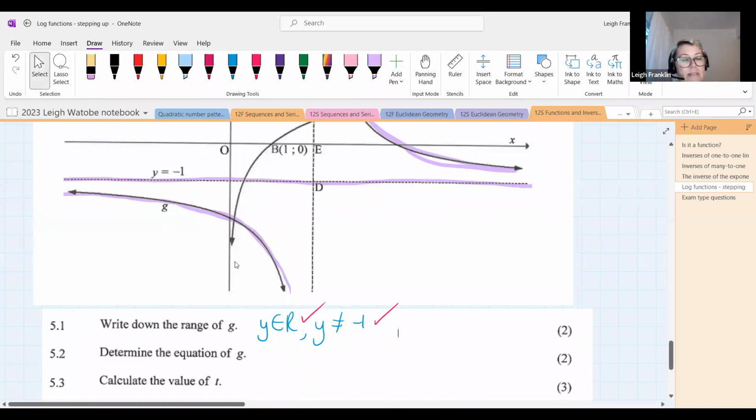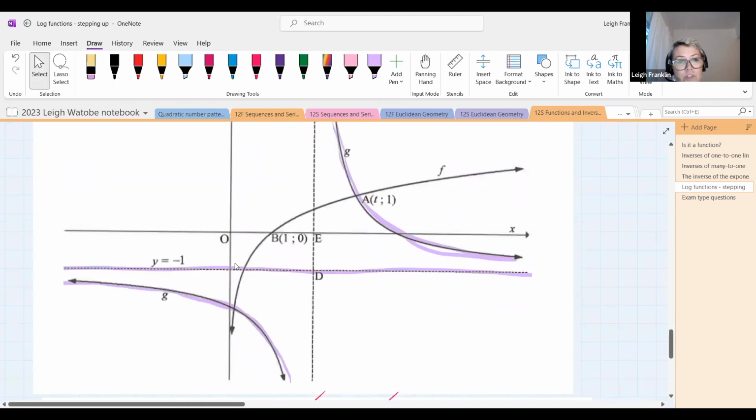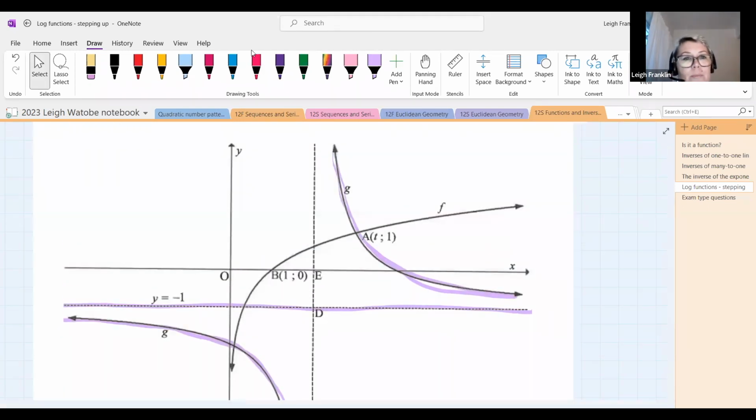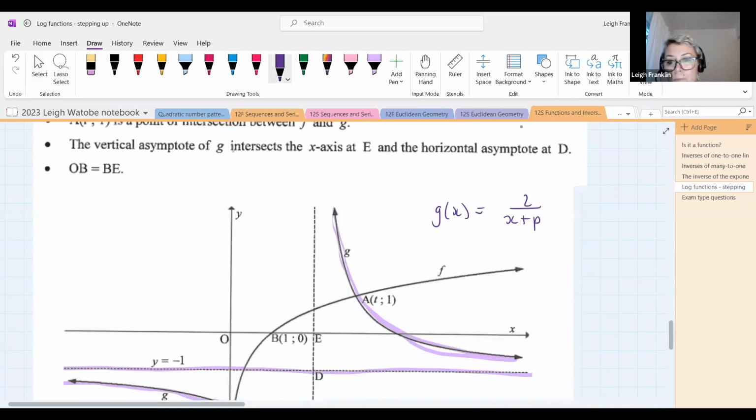Next thing that they want from us is the equation of G. If you recall, I'm going to put it in purple over here. They gave us that G of X was equal to 2 over X plus P, and then here we had plus Q. Now, Pagelo, if I remember correctly, you said in the beginning that the value of Q was equal to -1, which is quite right. So that means you've got y is equal to 2 over X plus P minus 1. So now, guys, we need to work out what the value of P is going to be.